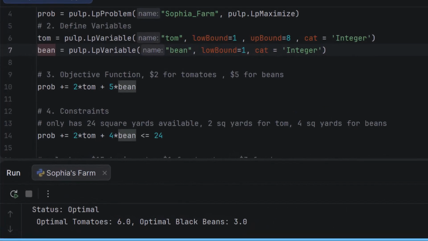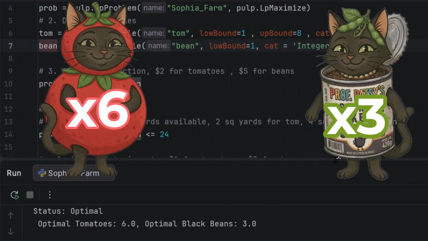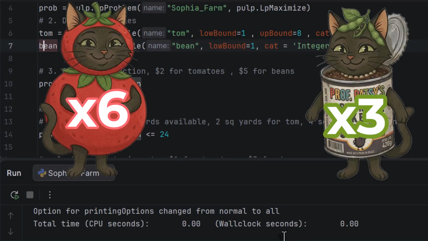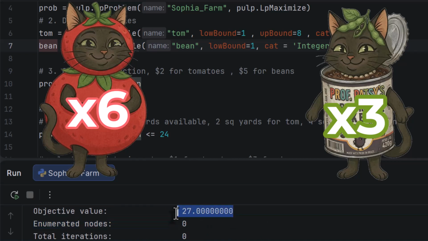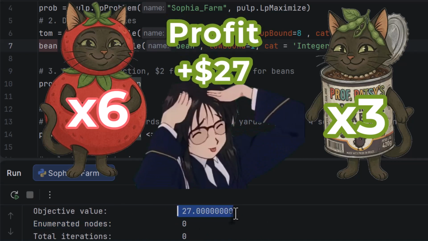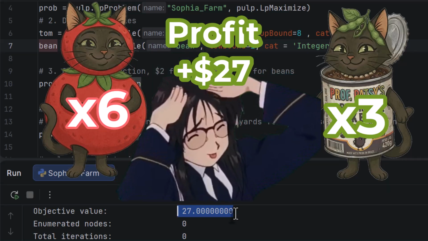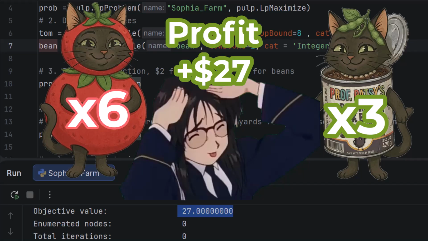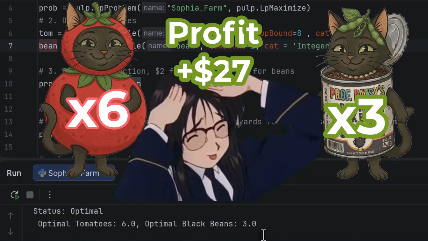So we'll hit run on this, and there you go. It's checked through all the solutions, and it's telling us that the optimal tomatoes is 6 and the optimal beans is 3. All right, I was never going to beat this, 0 seconds to run through all these calculations. We get an objective value of 27. So in this scenario, she makes $27. So that is our answer on how many tomatoes and how many beans we have to plant, given our constraints.